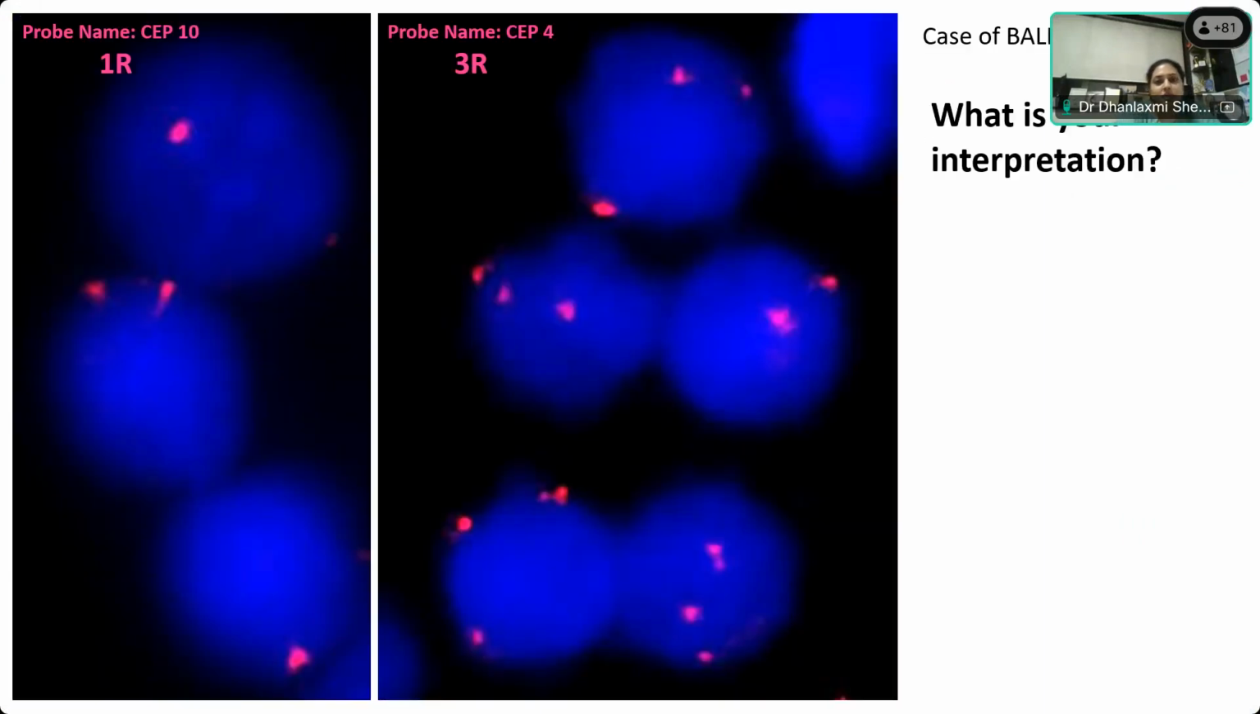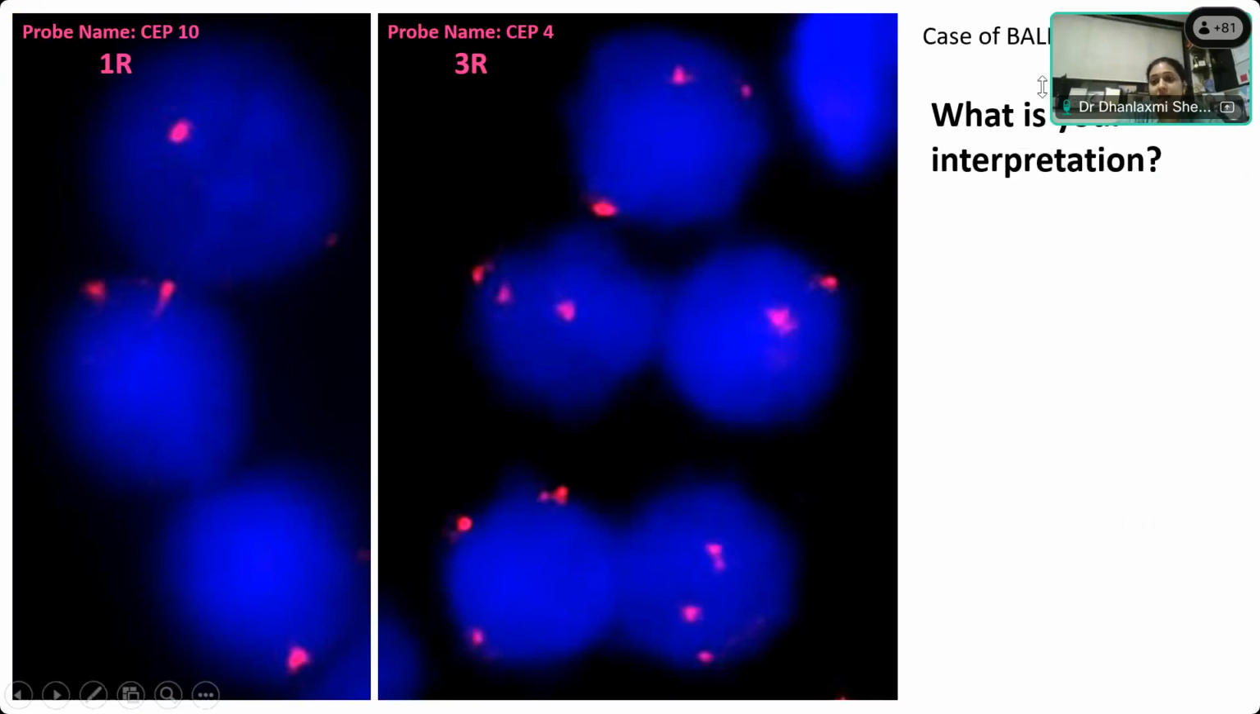Coming to this first image, if you all can see, there is a left-hand image where you can see these interphase cells with one red signal. Now, the probe that we have used here is a centromeric probe for chromosome 10. And what I can see here is one red signal, right? I can just see one red signal.